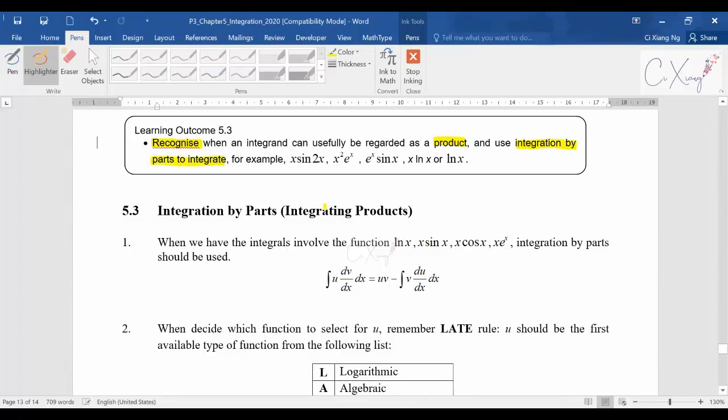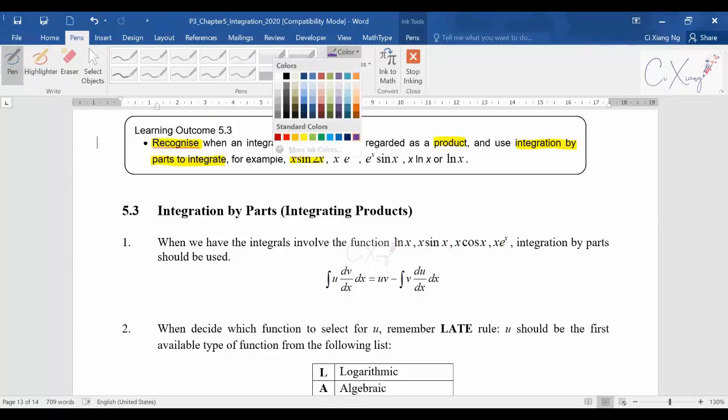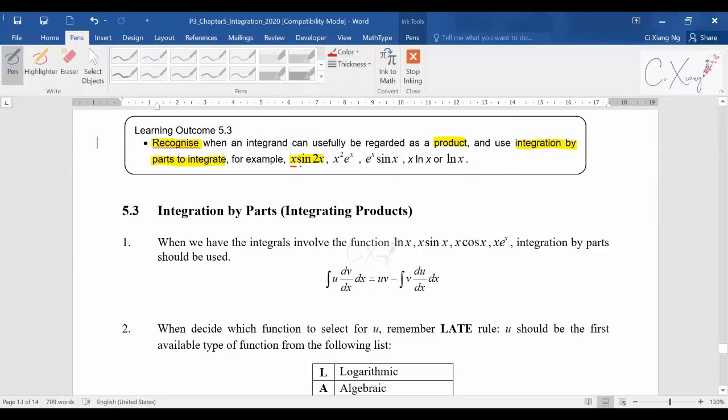Okay, so what is the meaning of the integral as a product? As an example, when they want you to do an integration that involves a function multiplied with another function, like x multiplied with sine 2x. There are two functions here. One function is x, algebra, and the other function is the trigo, sine 2x. So a function multiplied with another function, we call it a product of functions.